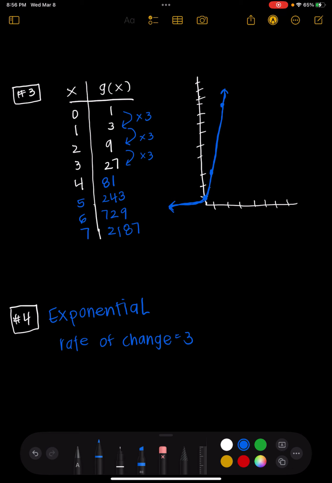And this is how we graph and compare exponential and linear functions.